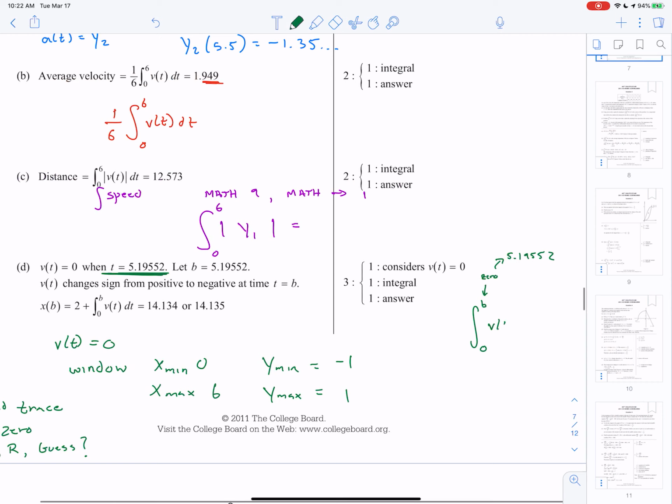So we're going to integrate v, but remember, that's just the accumulation. We have to consider what we started with. So in this case, it was x of 0, which we know is 2. Okay, so this is pretty much another plug and chug. You would just do 2 plus math 9 of y1 from 0 to 5.19552, or you have the option of storing it if you remember how to store, okay? But this one here is pretty much straightforward, okay? But feel free to text me questions should you still have questions after this video, okay?